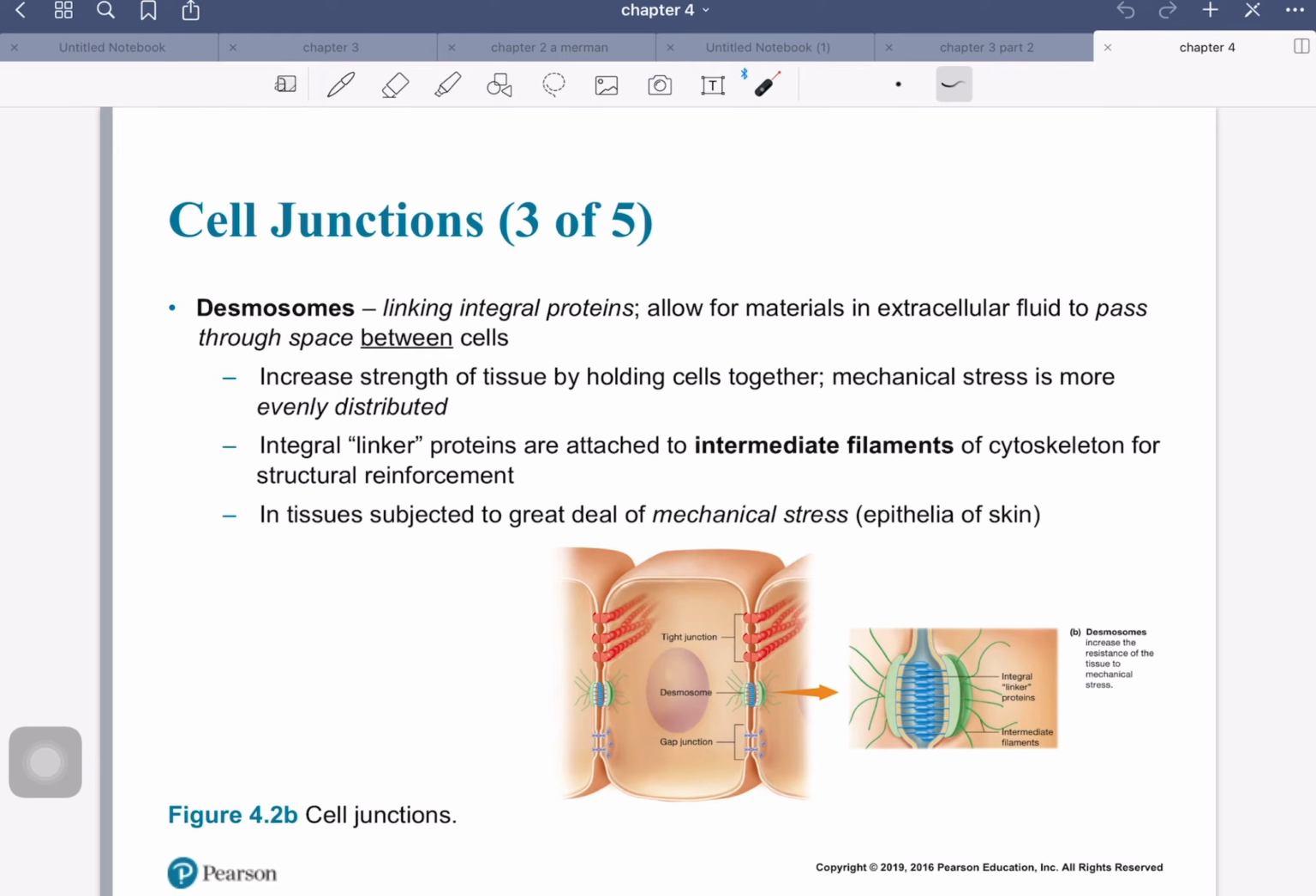Now, where do we see these? The one thing is that they have a fair bit of strength. The integral linking proteins are attached to the intermediate filaments of the cytoskeleton. Desmosomes are really about structural reinforcement to make sure cells do not get pulled apart. So wherever we have tissue with a lot of mechanical stress, and a great example is the epithelia of the skin, we will have desmosomes there. They don't prevent things from getting between cells, from one side to the next. What they do is assure that the two cells don't get pulled apart.